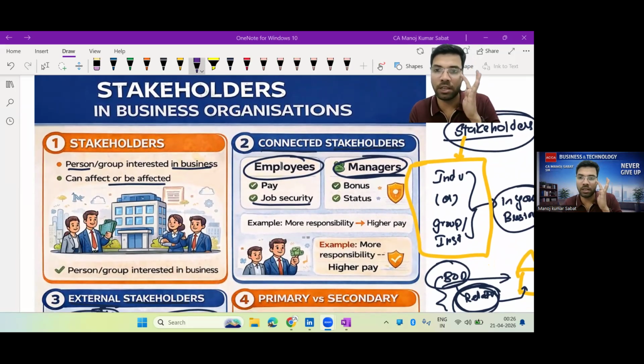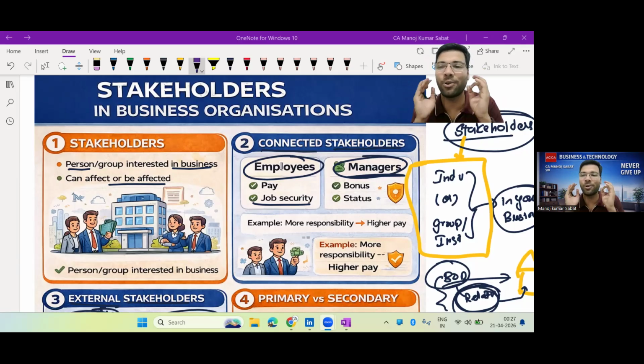Who are called stakeholders? As I already told you in our previous lectures, here we are going to do only revision. A revision lecture will be a little bit fast. Please try to participate and concentrate, and if you already know this, please repeat along with me. First concept: what are stakeholders?